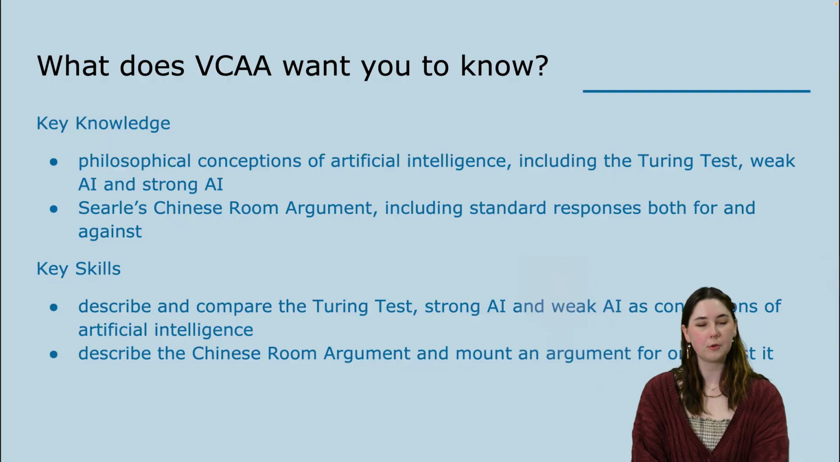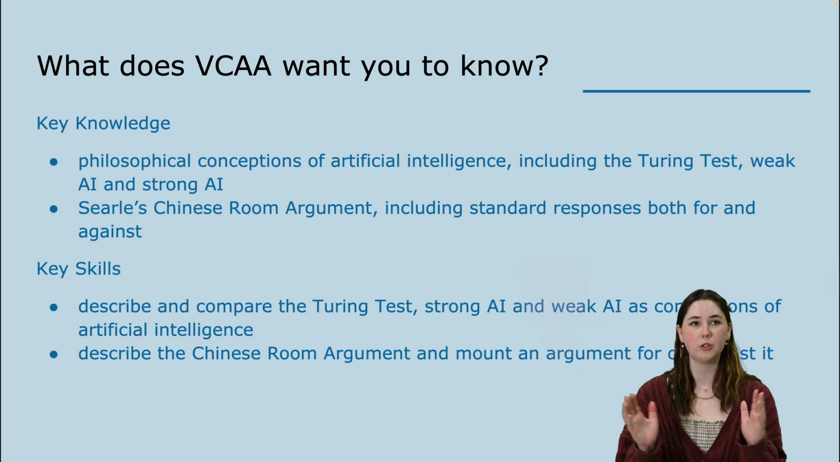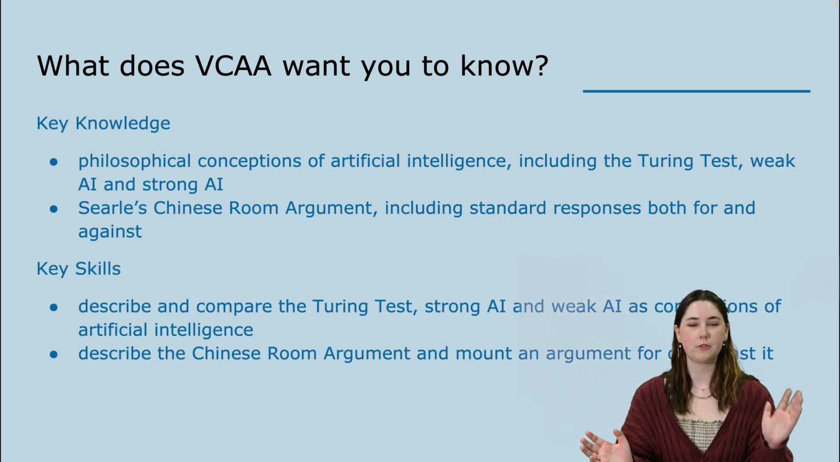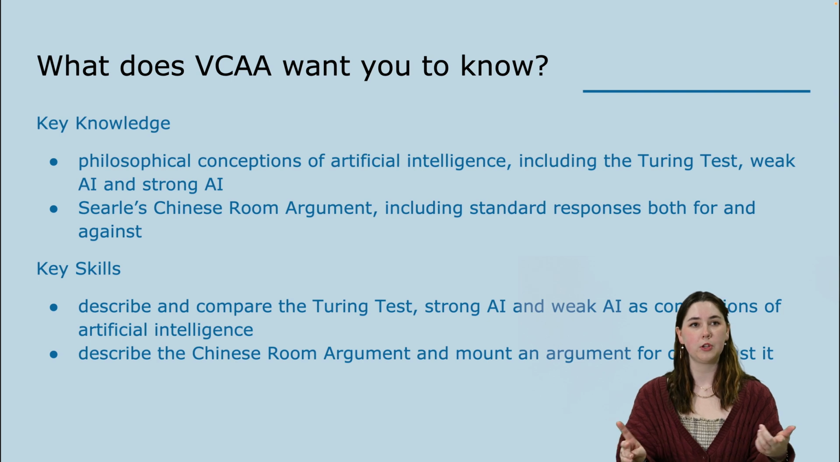To start off with, we're going to just have a look over what VCAA wants you to know. So there's two categories. We've got the key skills and the key knowledge. In the key knowledge, we're going to look at the philosophical conceptions of artificial intelligence, including the Turing test, weak AI, and strong AI, which is all of that foundation knowledge that we need to understand the Chinese room argument. And then we also need to understand the Chinese room argument, including standard responses both for and against. So we'll cover some of those.